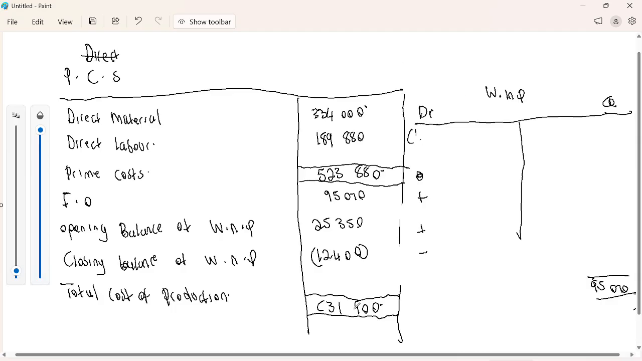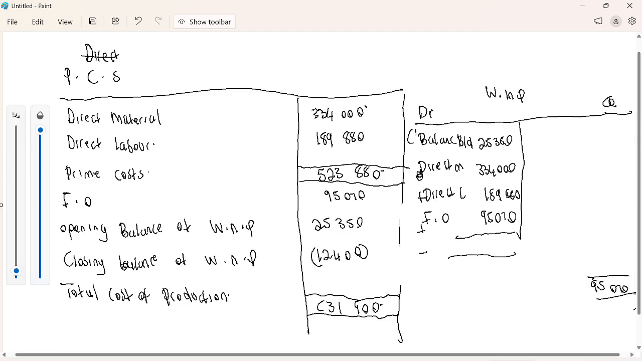In work in progress, we're going to start by saying balance brought down of the work in progress, which is 25,350. Then we're going to have direct material, which is 334,000. Our direct labor is 189,880. Our factory overheads is 95,070. Now we're going to totalize this side. Let me add them: 25,350 plus 334,000 plus 189,880 plus 95,070. So I'm going to have 644,300. This amount is going to come to this side also, 644,300. Before you just transfer the total balance, you have to check which side is the bigger one, but you can see, guys.